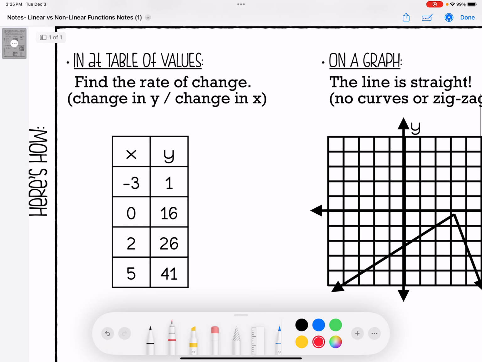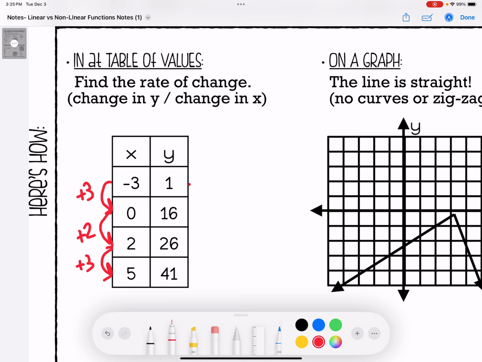So when we're looking at it in a table of values, we find the rate of change for x and y, and then we make sure that they're the same for x and y. So for example, if I'm going from -3 to 0, I would add 3 there, and to go from 0 to 2, I would add 2, and to go from 2 to 5, I would add 3. Notice that this is not the same rate of change. If all of these were +3, that would be linear.